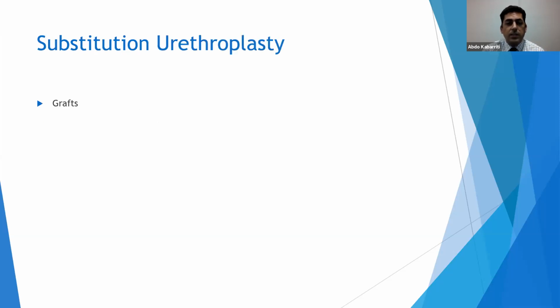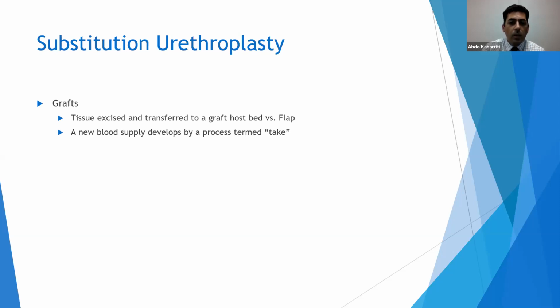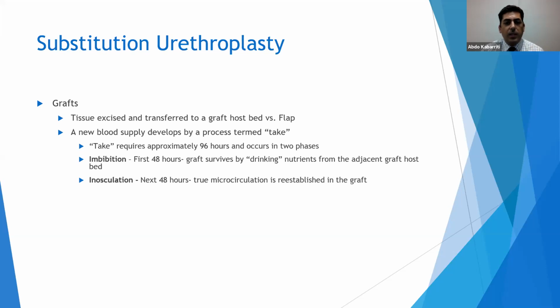Now, as we discussed with urethroplasty, you could do an EPA, or you could do substitution urethroplasty. Those can be done with grafts, which is tissue excised and transferred from one area of the body to another. That depends on how good the blood supply is where you're going to put the graft, so a new blood supply develops. That process is termed take, which requires about 96 hours.